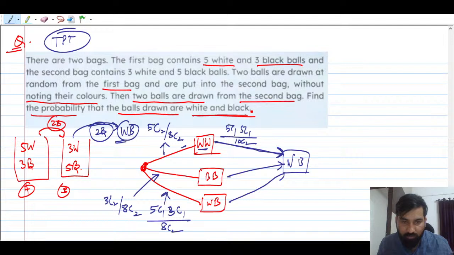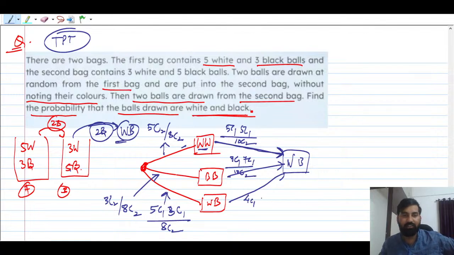Now suppose 2 black balls have been transferred from A to B. So here there will be total 7 black balls. So you can say 3C1 and 7C1 by 10C2 again, because 7 plus 3 total will be 10. Now in this case, suppose white black means only one will get updated. It will be 4 and 6. So you can say 4C1 and 6C1 upon 10C2. So this is how we find out the branch probabilities.